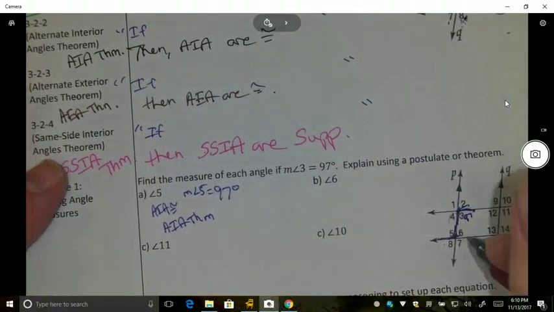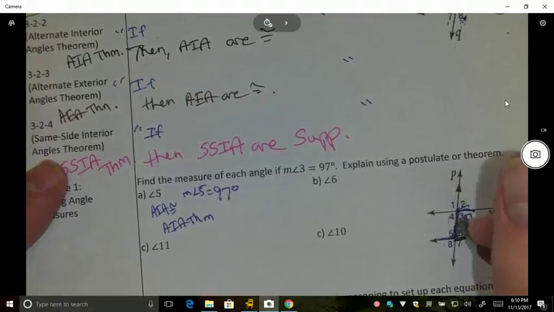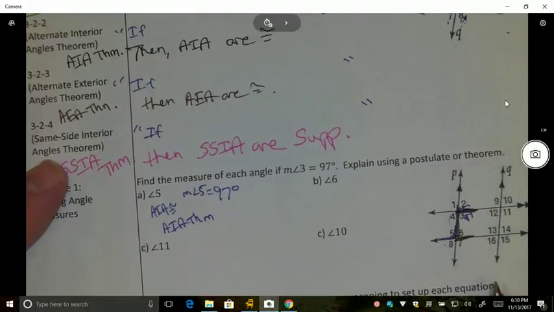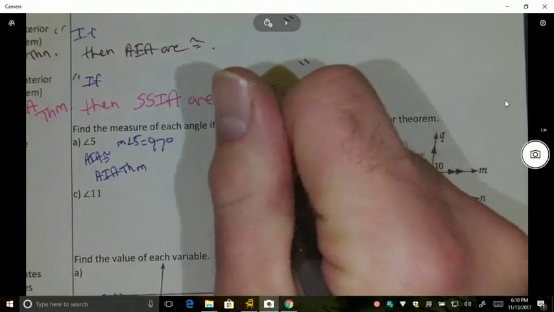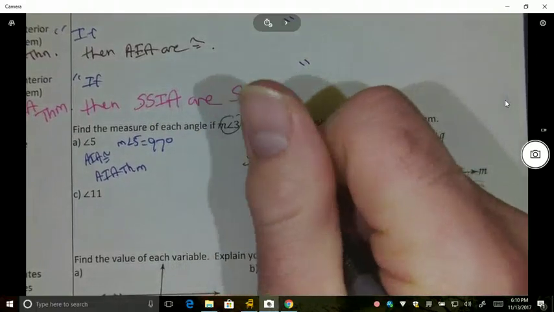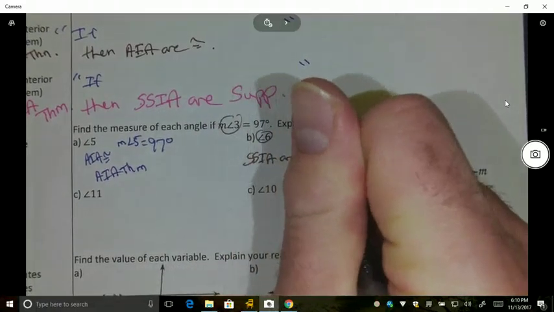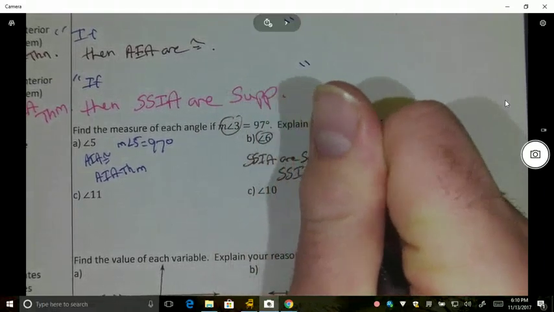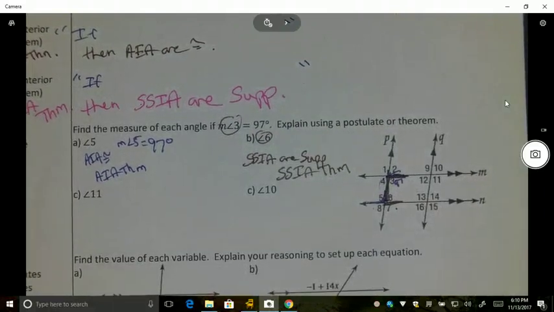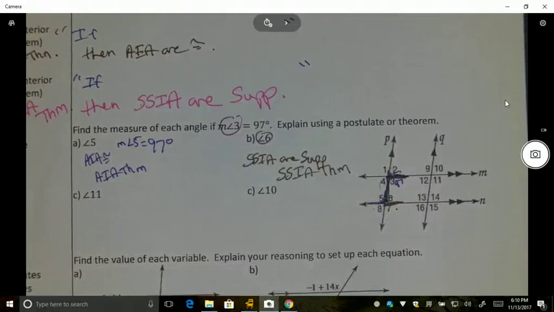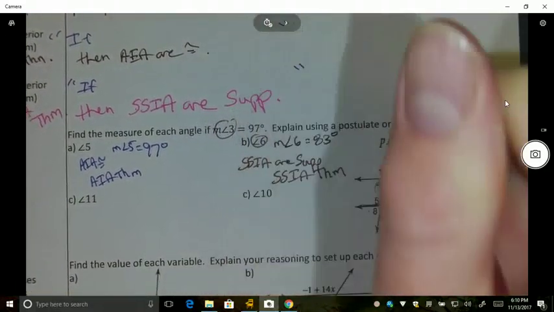Next, we look at angle 6. Angle 6 is on the same side of transversal P as angle 3. They are same side interior angles. So 3 and 6 are same side interior angles, which are supplementary by the same side interior angle theorem. So since that's 97, the measure of angle 6 is 180 minus 97, which is 83 degrees. Measure of angle 6 equals 83 degrees.